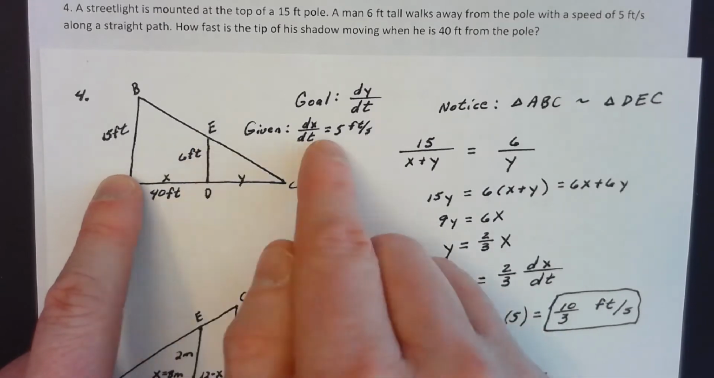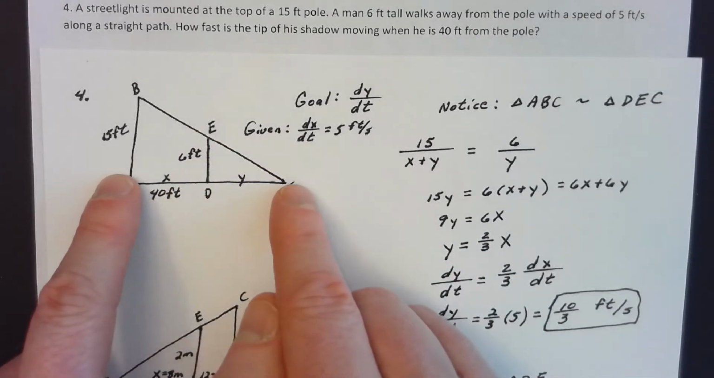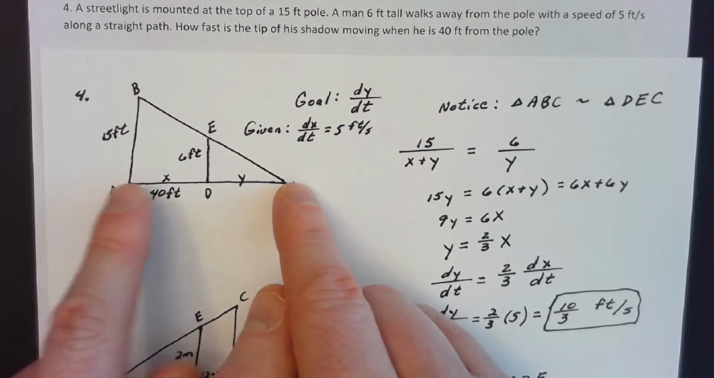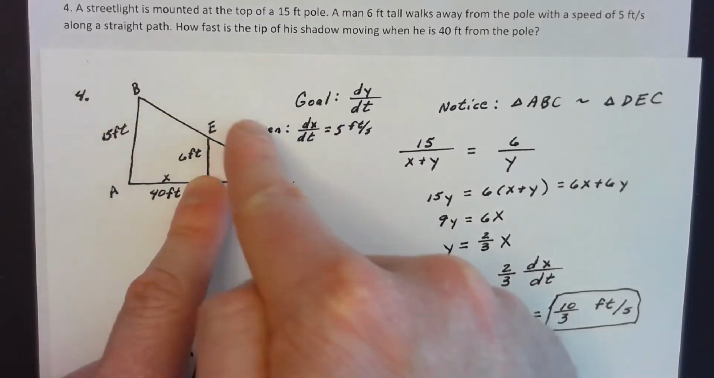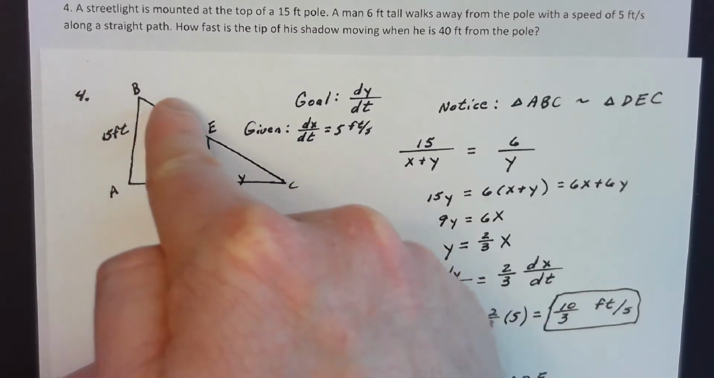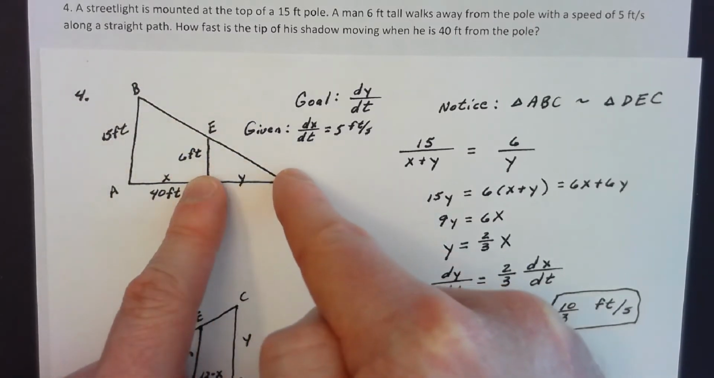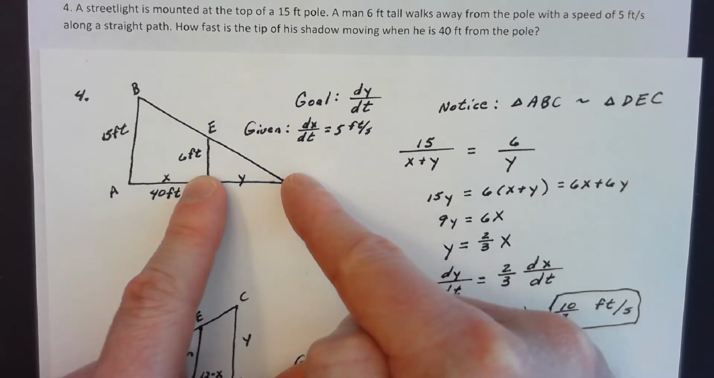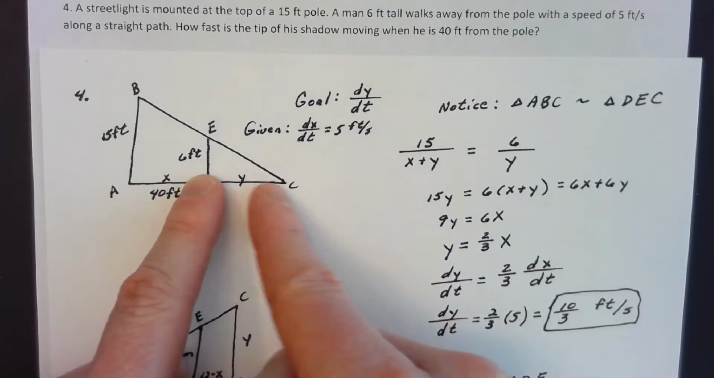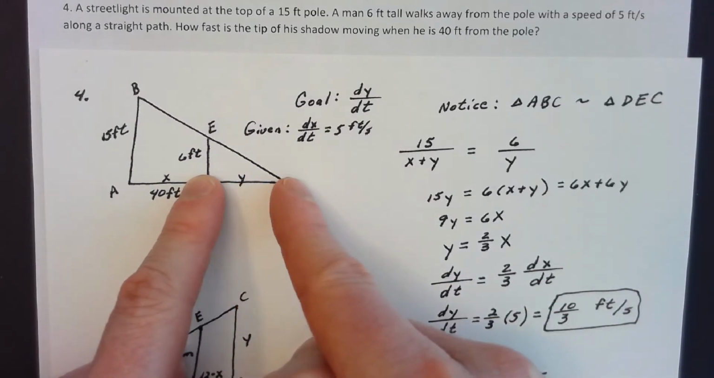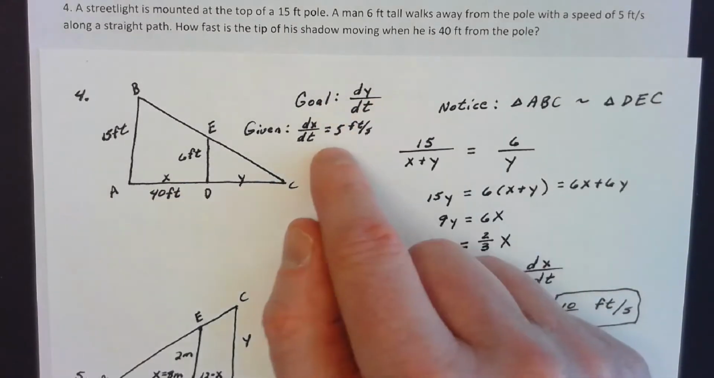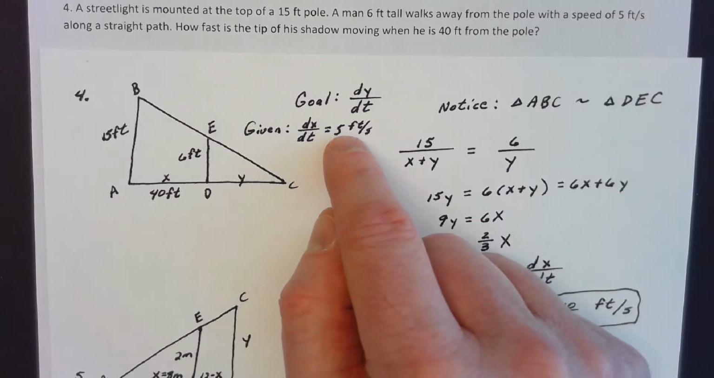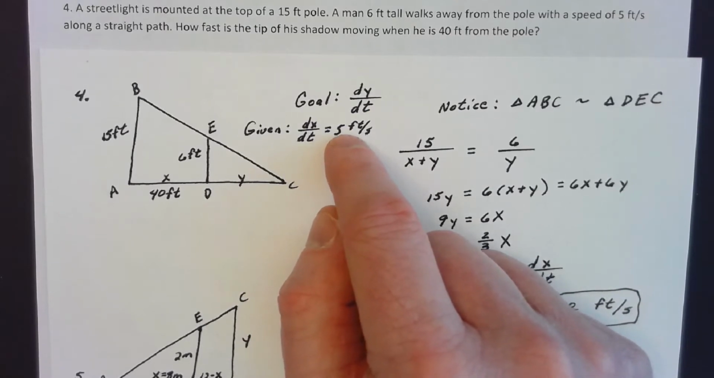And we know the man is walking away from the pole, but we're trying to find out how fast the tip of his shadow is moving from him. So clearly, as he moves away from the pole, the light that pole shines over his head is going to generate a shadow on the ground. The goal of the problem is to find out how fast that shadow is increasing. So my goal is dy/dt. Now, I know he's walking away from the pole at a rate of 5 feet per second.